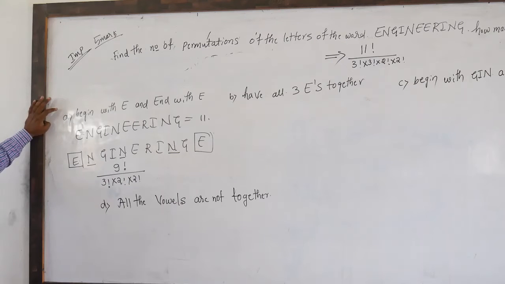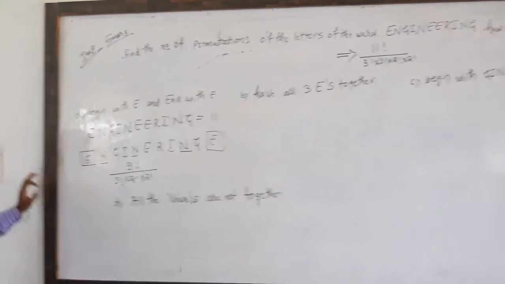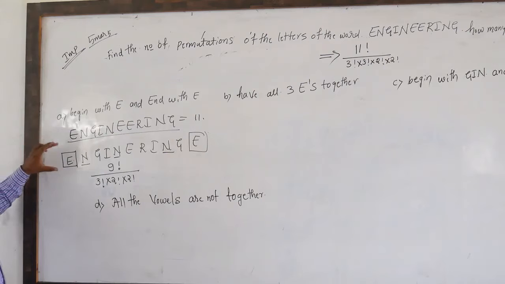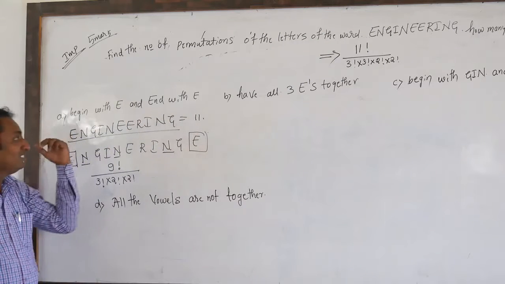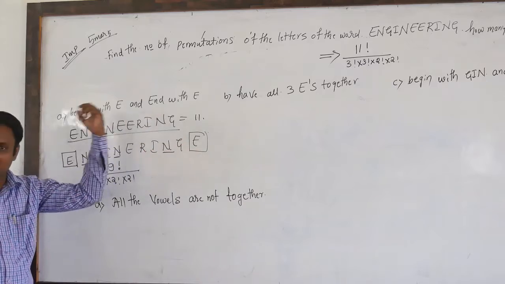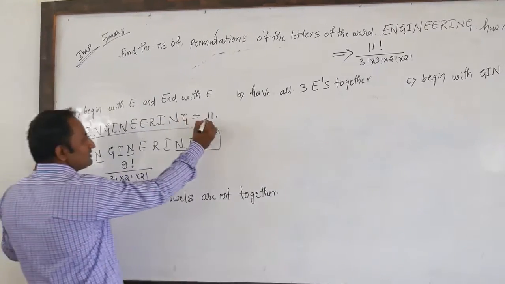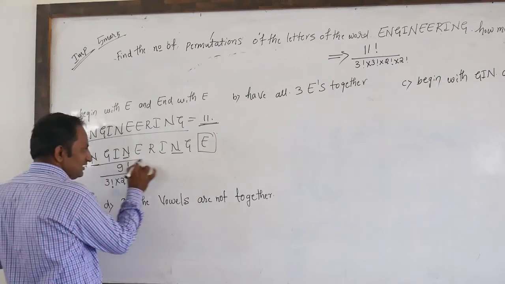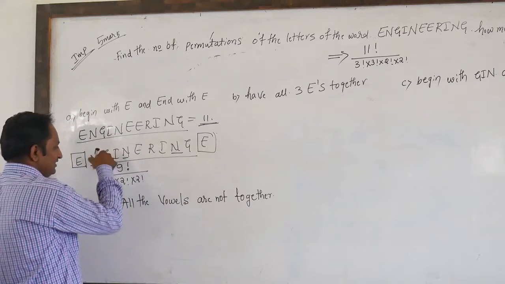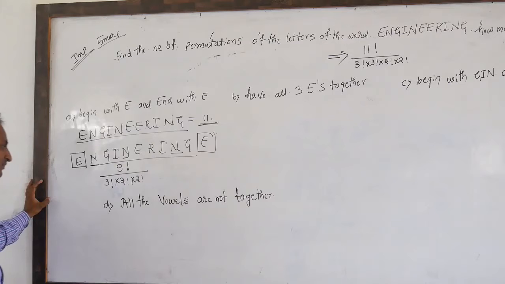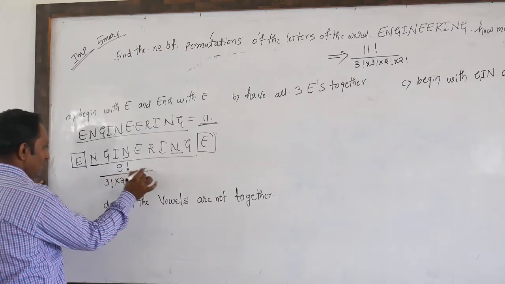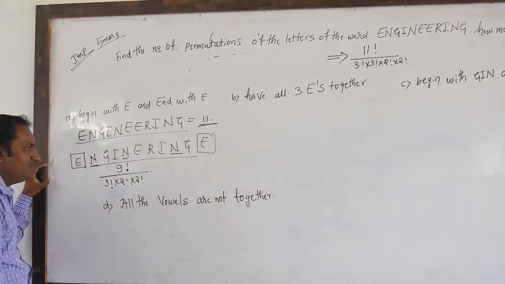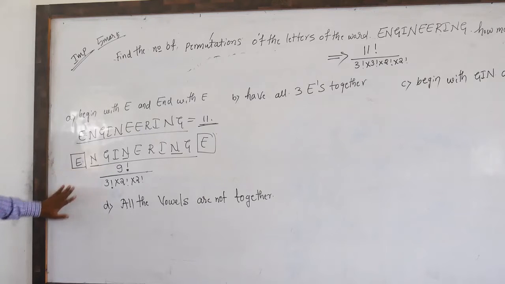A word beginning with E and ending with E. Out of the 11 letters, 2 letters are always fixed, then the remaining 9 letters can be arranged in 9 factorial ways. That's why 9 factorial divided by N repeating 3 times, G repeating 2 times, and I repeating 2 times. Then this is our answer.